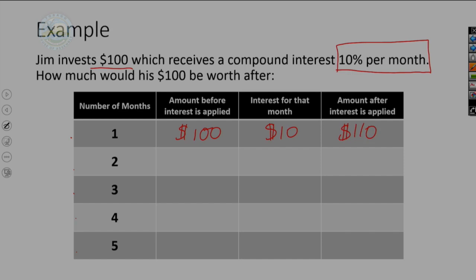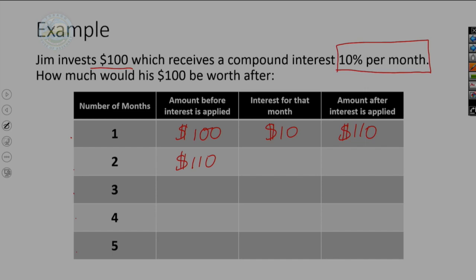Well, what about month 2? Well, how much did he start month 2 with? He didn't start month 2 with $100. He started it with 110. And this is where compound interest begins to differ from simple interest. Because if it was simple interest, then the interest for that month would have been another $10, right? Because it would be 10% of the principal. But compound interest is always applied to the current amount.